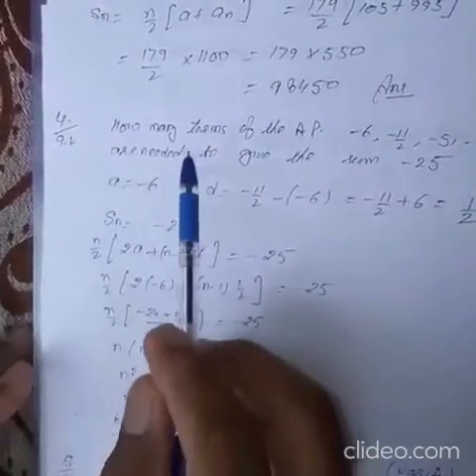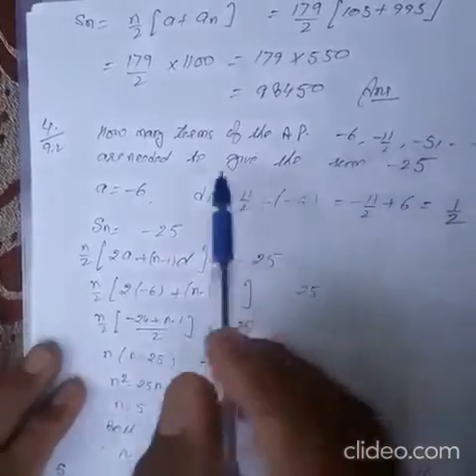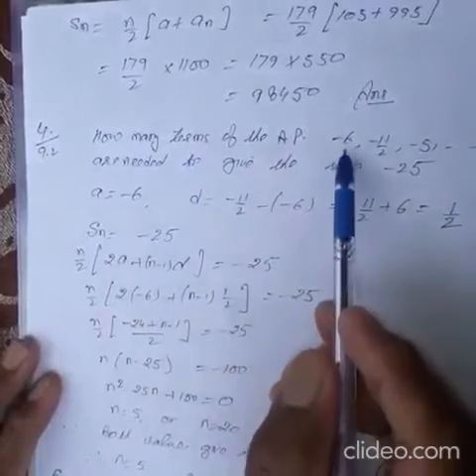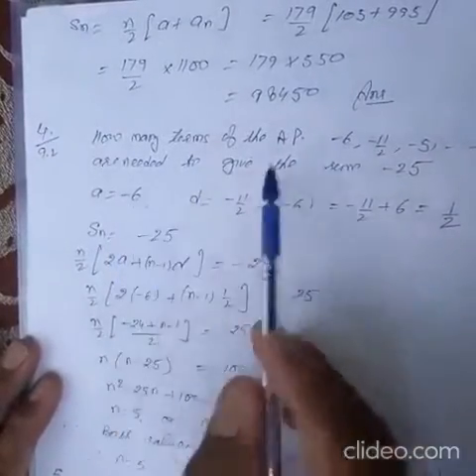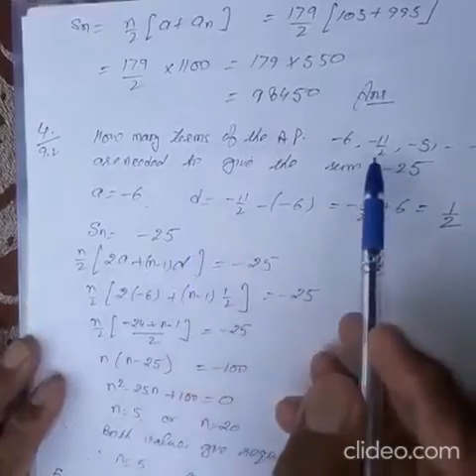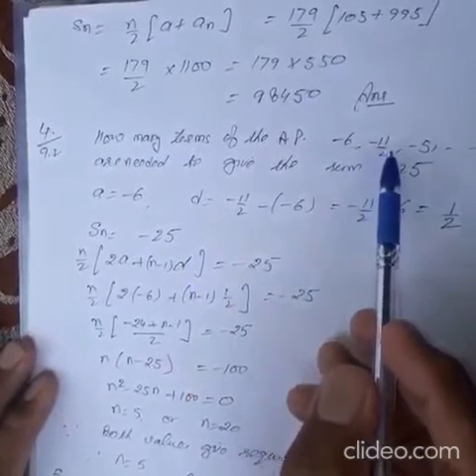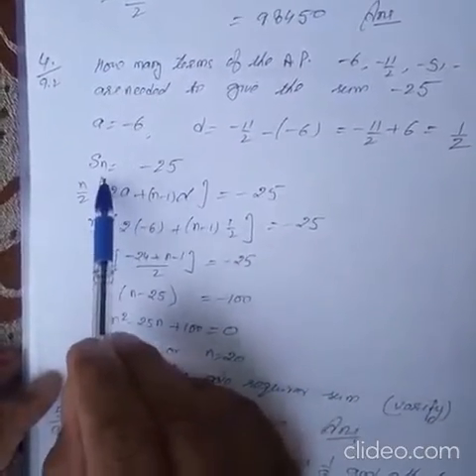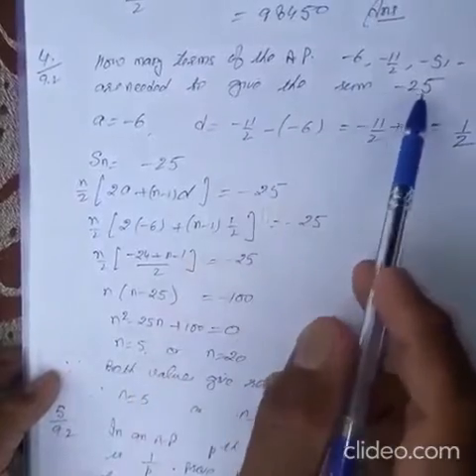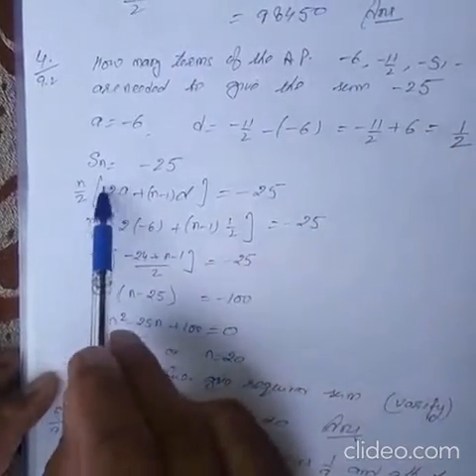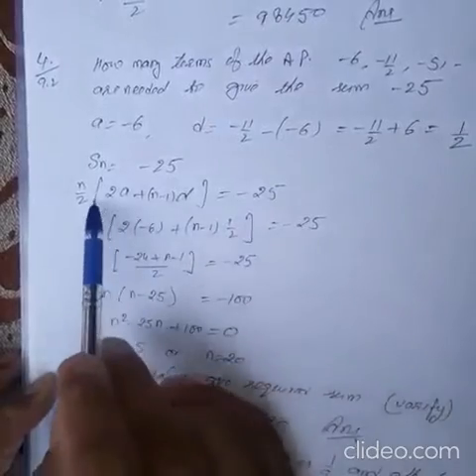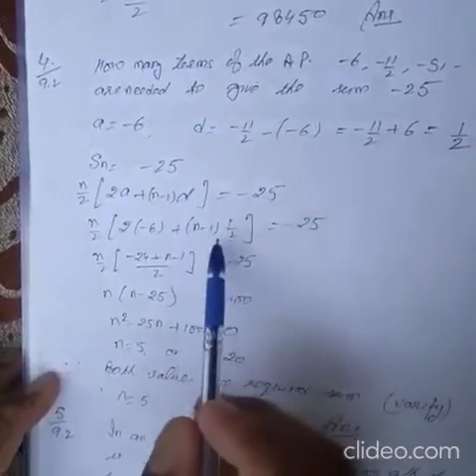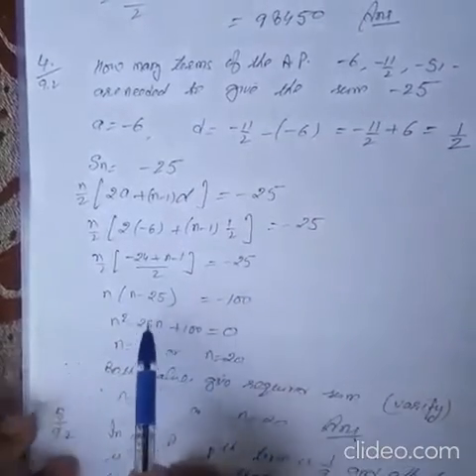Question number 4. How many terms of the AP are needed to give the sum minus 25? We need the number of terms. From this AP we can calculate A, the first term, and D, the common difference, by subtracting the first term from the second term. So it will be 1 upon 2. Then using the formula of Sn, because we are given the sum minus 25, we have to calculate n. So you put values in this formula. A is minus 6, D is 1 by 2, and you calculate n.